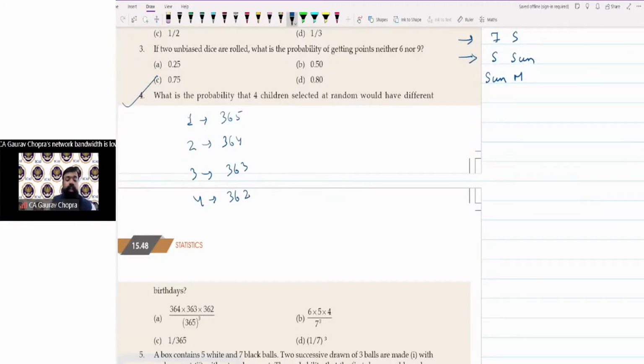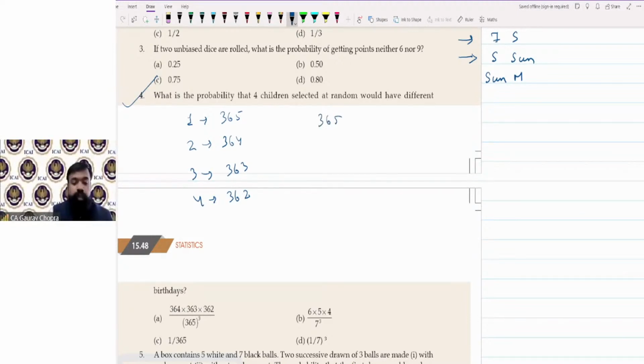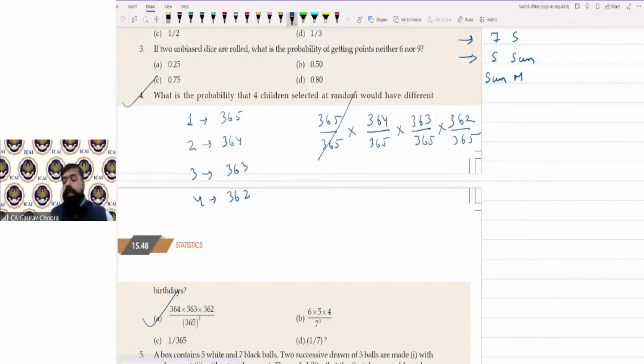Now, according to requirement, we require different days as the birthdays. So for first one, 365 out of 365. For second one, 364 out of 365. Then the third one, and then the fourth one. So 365 is getting cancelled, and we are left with the answer option number A. So in this way, you can easily calculate your required probability.